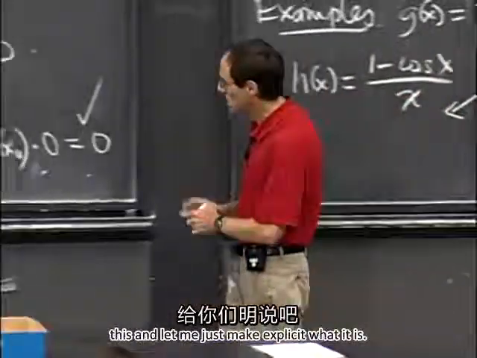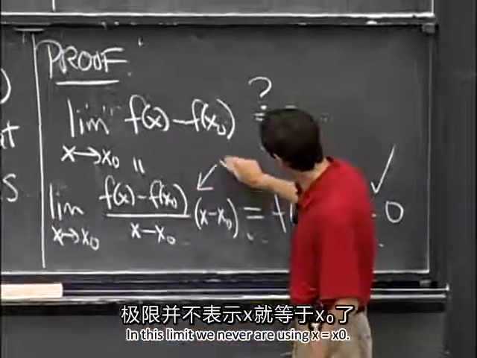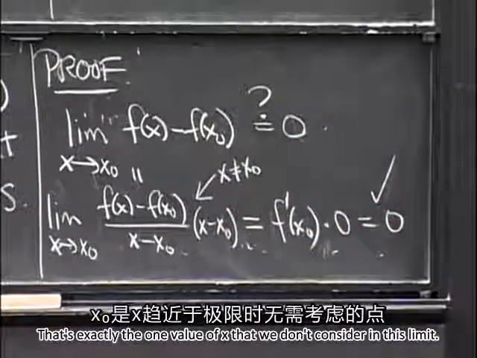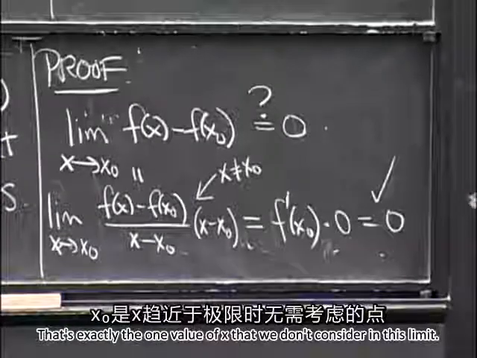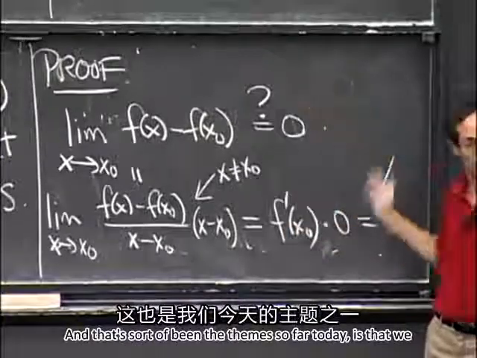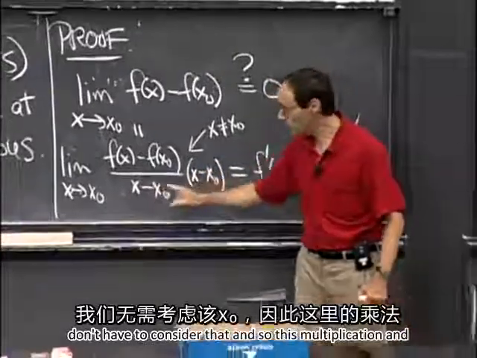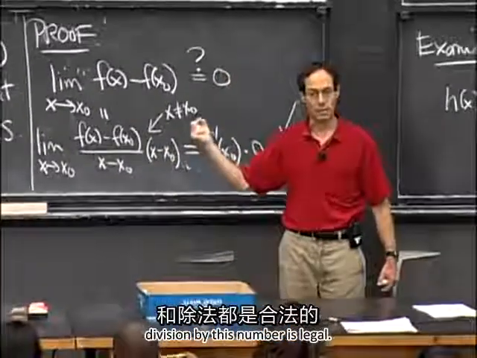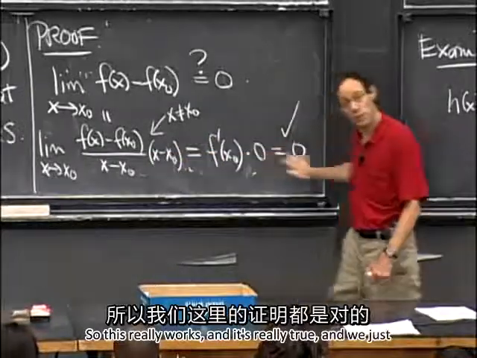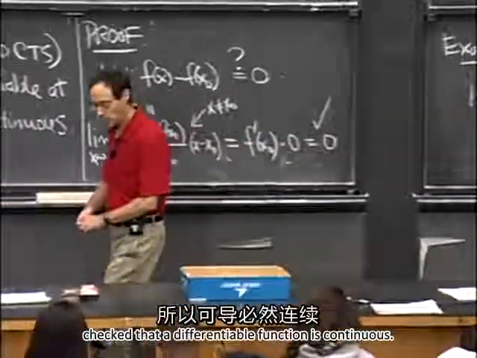And let me just make explicit what it is. In this limit, we never are using x equals x0. That's exactly the one value of x that we don't consider in this limit. That's how limits are cooked up. And that's sort of been the theme so far today, that we don't have to consider that. And so this multiplication and division by this number is legal. It may be small, this number, but it's always non-zero. And so this really works, and it's really true, and we've just checked that a differentiable function is continuous.